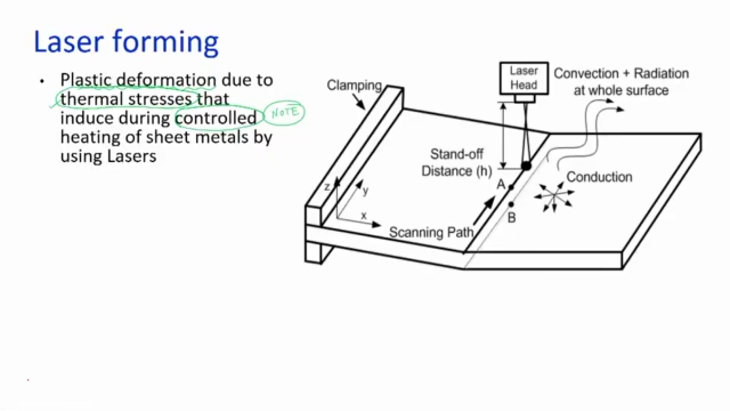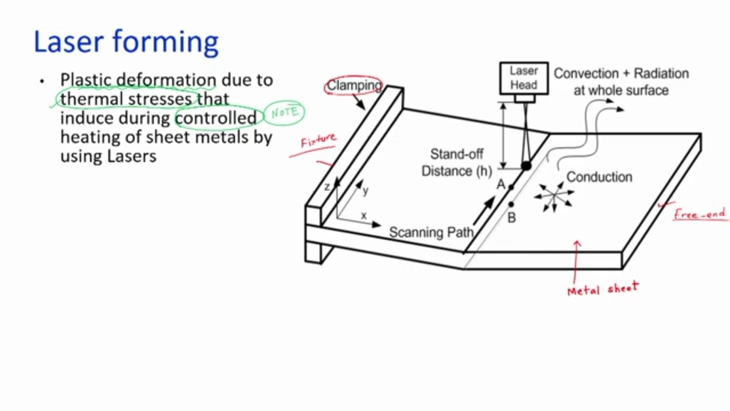Now, let us see how lasers are deforming. So, we have taken one worksheet. This is a metal sheet, and this metal sheet is clamped in a fixture. This is the fixture at one end, and the metal sheet has a free end. So, this is the free end and this is the clamped end.